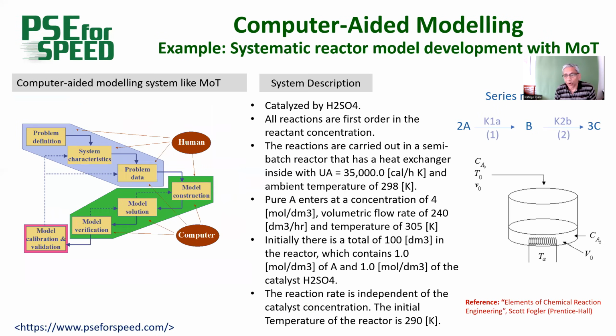The model we are taking is a model for a semi-batch reactor that has a heat exchanger inside, and where the temperature is controlled. A reactant A enters with a certain composition, and the reaction is a series reaction where A is converted to B, which is converted to C.